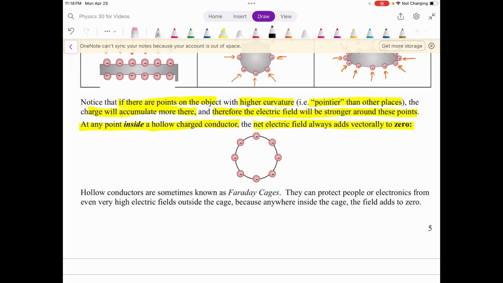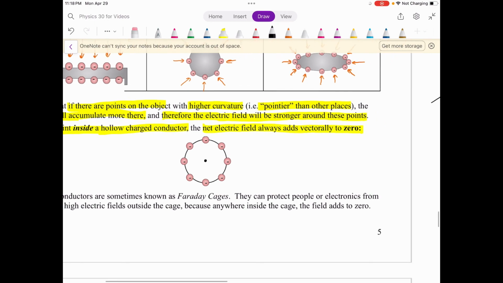Well, let's imagine you're right in the middle, and you were a positive charge. You would feel a force that way, so there's an electric field that way, and one that way, and one that way, all the way around like that. Do you see how all of those electric fields would add up to 0?